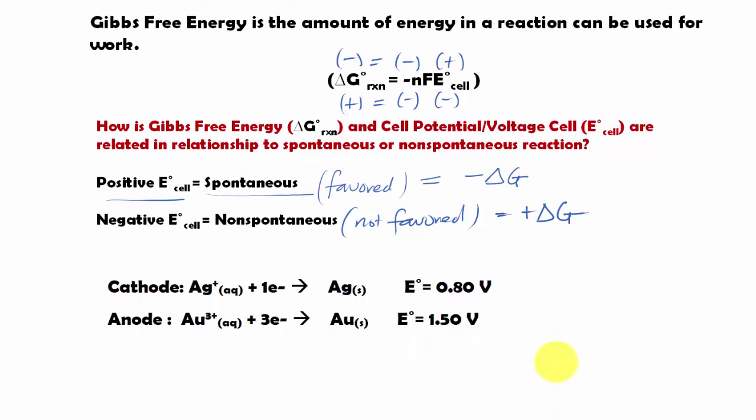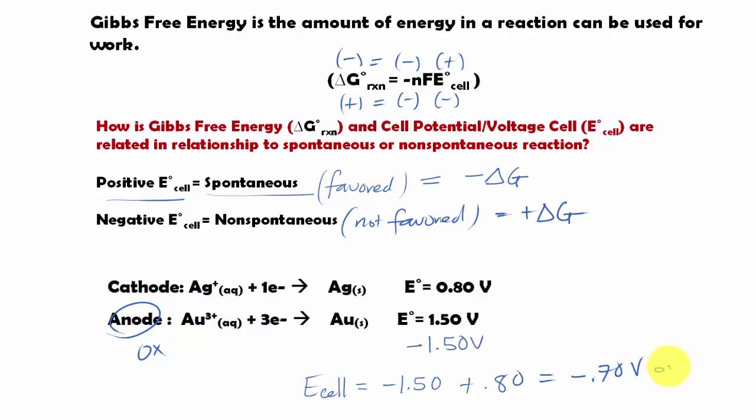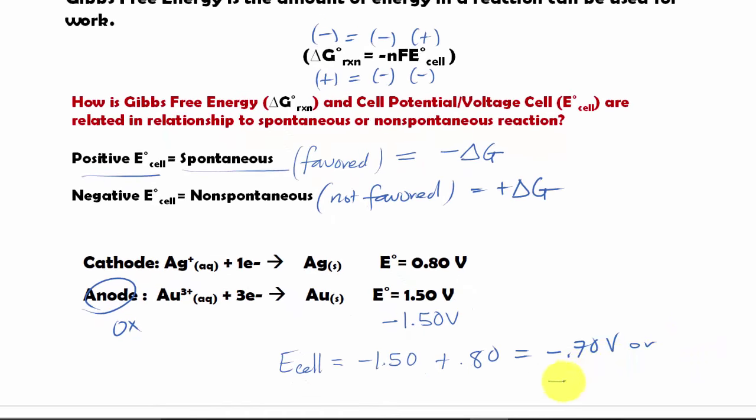Let's look at this example right here. I have my cathode and I have my anode, and it is given in terms of reduction potentials. So therefore, this would be the opposite of it, negative 1.5 volt. And my E cell potential again is equal to oxidation plus reduction. So in this case, I would have negative 1.5 plus 0.8. That would give me negative 0.70 volt, or negative 0.70 joule over coulomb.